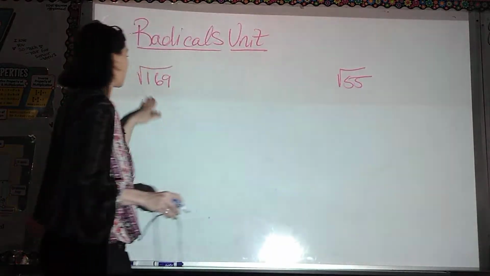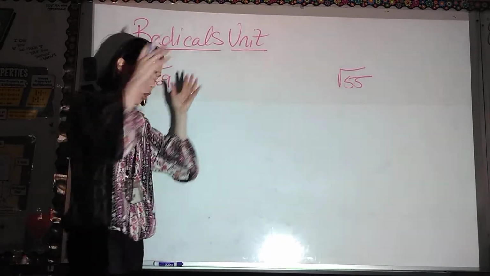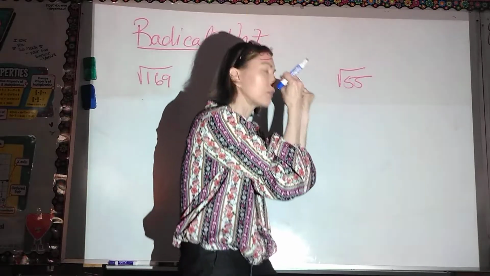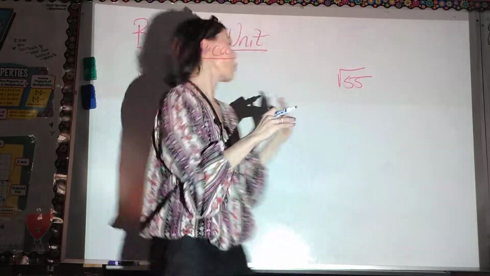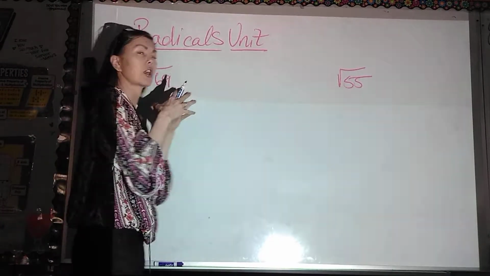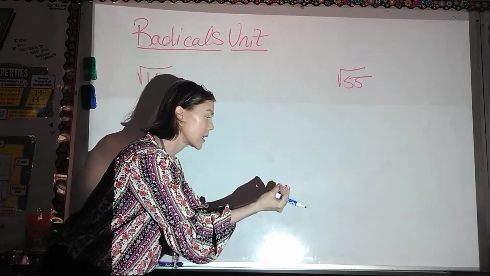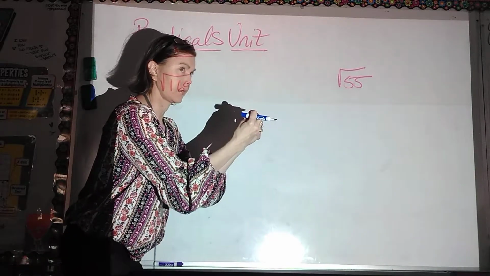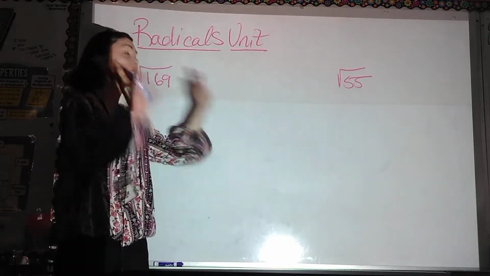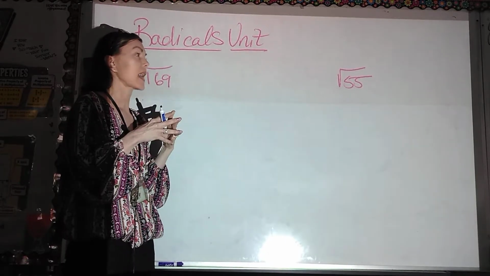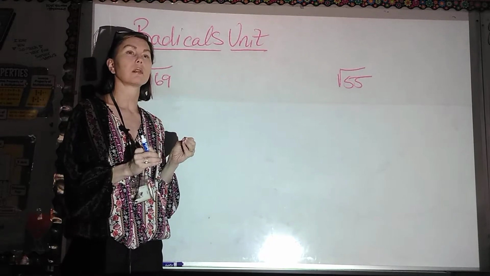Okay? So, let's talk about this right here, radical 169. You guys, the question that you need to keep in the forefront of your mind throughout this entire unit is the question that the radicand is asking. What times what gives you the number that's inside the radical? That's the question that you have to ask yourself throughout this entire unit. So, what times what gives me 169?